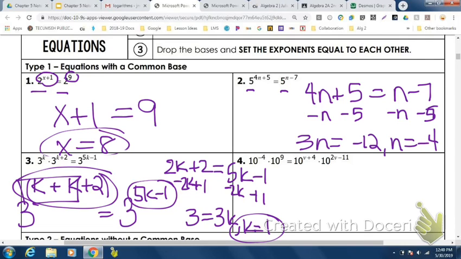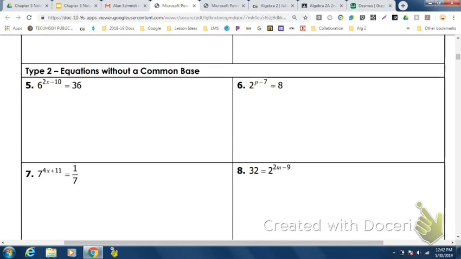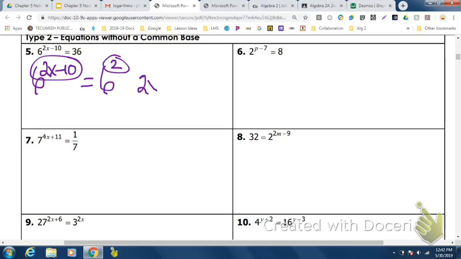Let me go on to some that are a little more complicated. Now, if they don't have a common base, so let's look at number 5. We have 6 to the 2x minus 10 equals 36. Well, 36 is 6 squared, so that means 2x minus 10 equals 2. So you set them equal to each other. 2x equals 12, x equals 6.